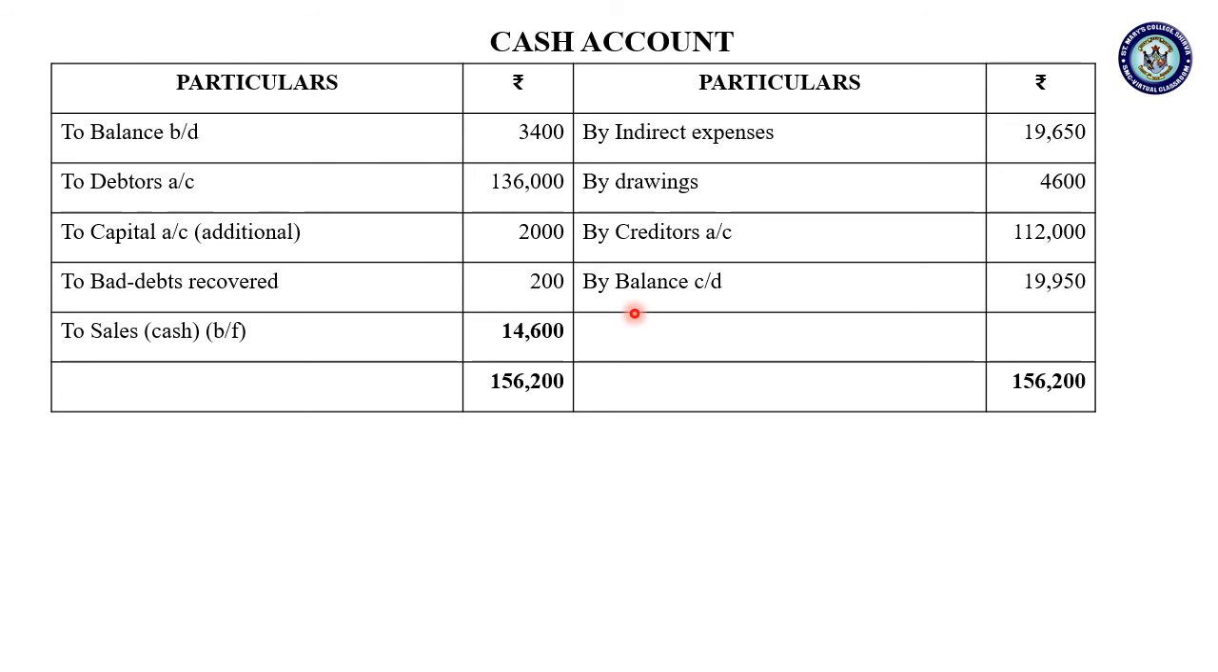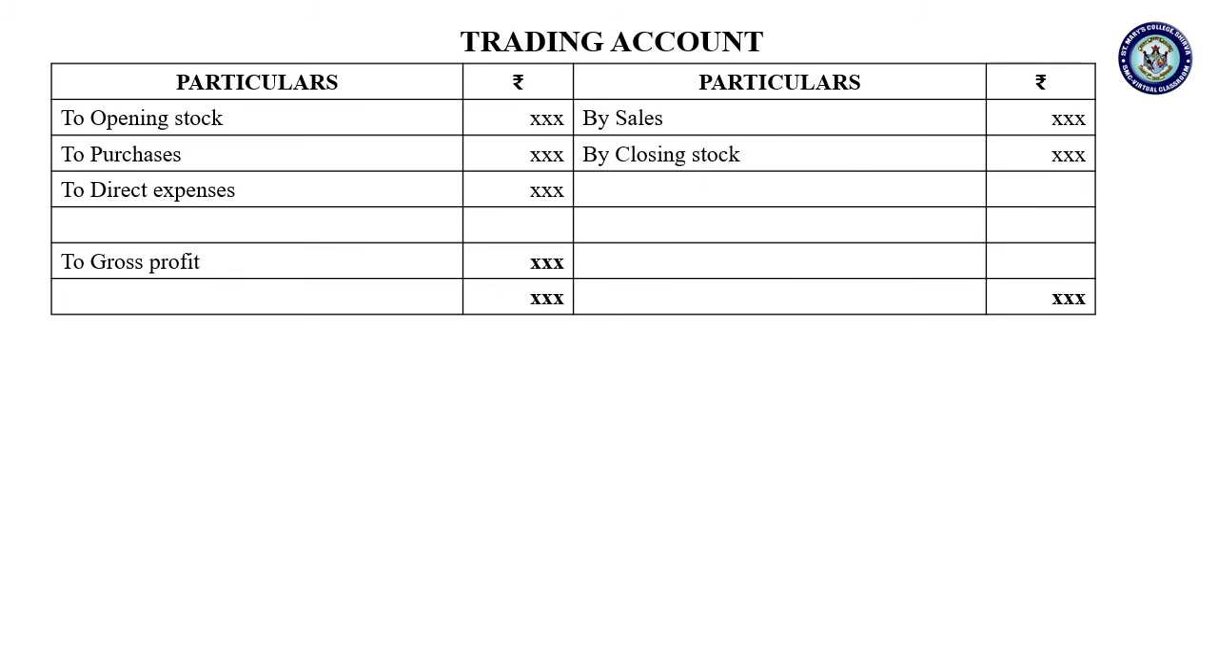Now we will move on to how to find the total sale. Don't copy unless I instruct you. Till then, don't take this down. This is just for your explanation. Now this is how your trading account looks. You have opening stock, purchases, direct expenses and gross profit on the debit side. You have sales and closing stock on the credit side.